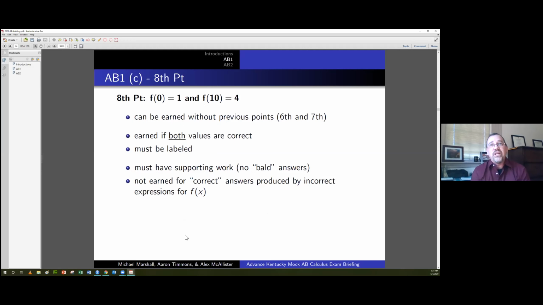For the 8th point, we want to share that this can be earned.